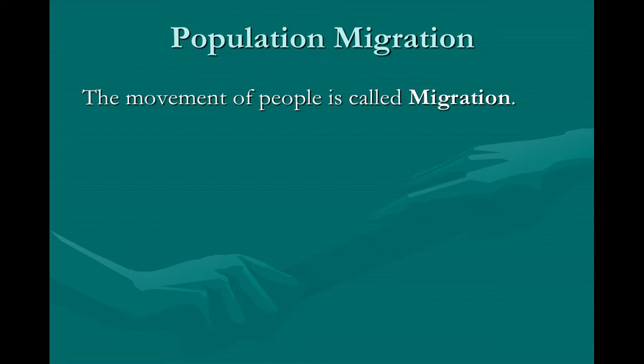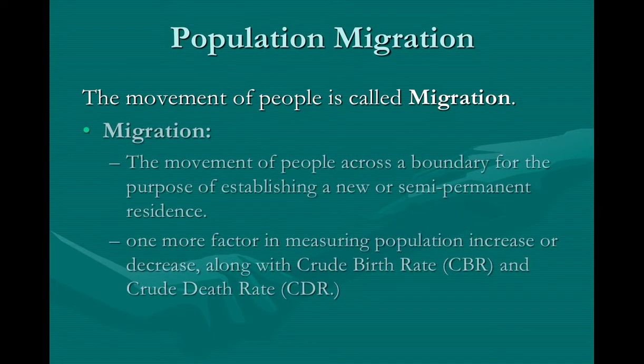And again, we can have internal migration, moving within a country or within a state, and then external migration, where you have people moving from one country and moving into another one. So here are some additional things that you can add to your definition. Migration is the movement of people across a boundary for the purpose of establishing a new or semi-permanent residence. So some people move to find somewhere to live permanently. Some people move maybe just for a time so they can work a job or help a sick family member.